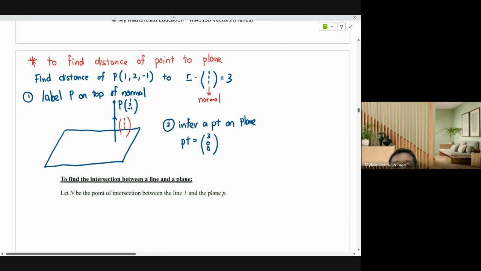Okay. So to find for point to plane, right? Always label the P on top first. Always draw a plane with a normal, then label the P that is on top of the normal. If you don't label the P that's on top of the normal, then it is very hard to solve. So number 2, infer a point that's on the plane. We label this as Q. So now basically Q is here. You can label this as 3, 0, 0.